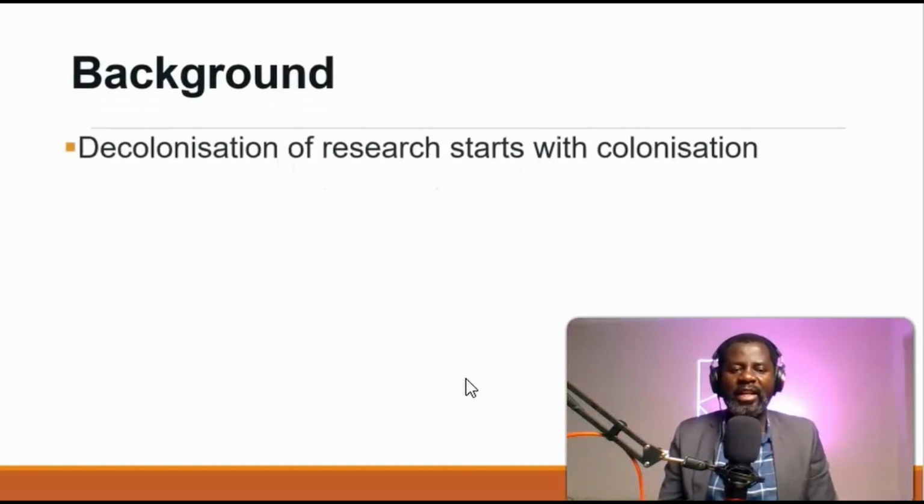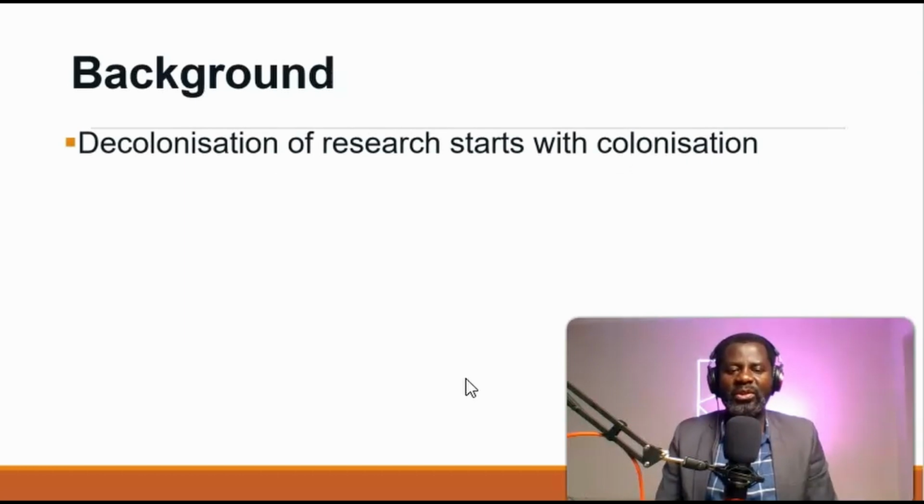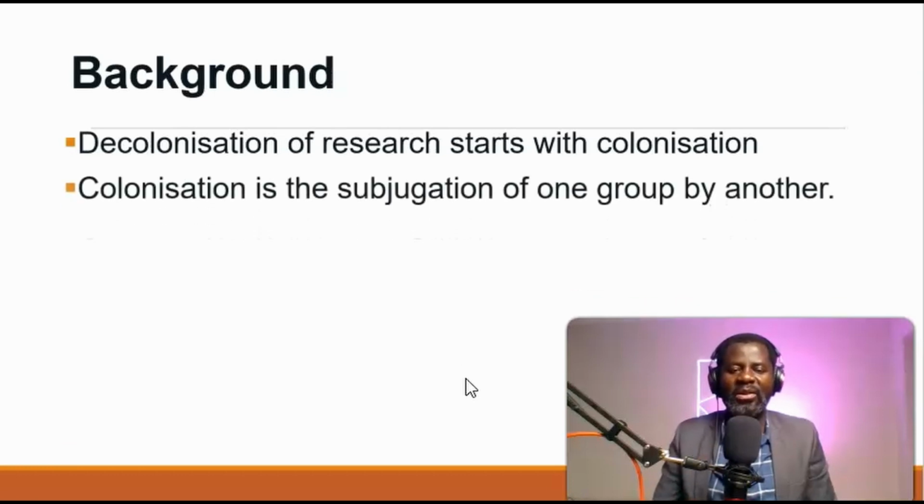We know that we cannot talk about decolonization of research without talking about colonialism. Why? Because if we understand where we are coming from, it will be easy to chart a way forward, or to go where we are going. So colonization is defined as the subjugation of one group by another.